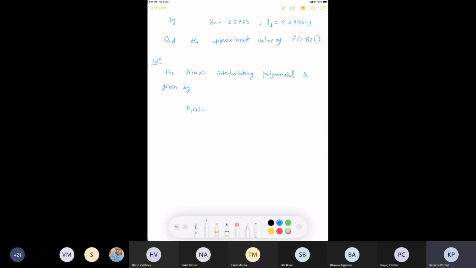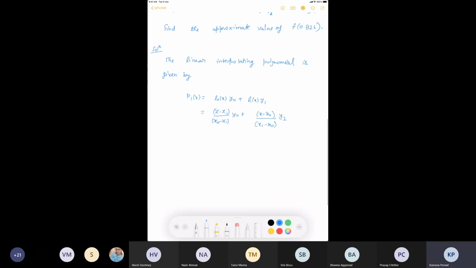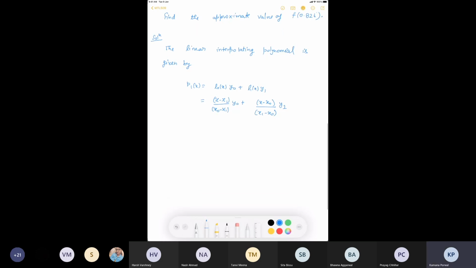So which is given by, we will have L0(x)y0 plus L1(x)y1. So L0(x) is (x minus x1) divided by (x0 minus x1) times y0 plus (x minus x0) divided by (x1 minus x0) into y1. Now x0, y0, x1, y1 are given to us, so you can substitute here and simplify it. I'm directly writing what the output is upon simplifying.